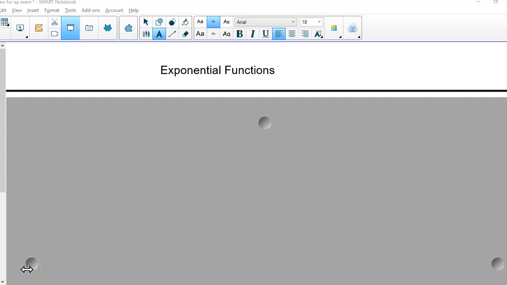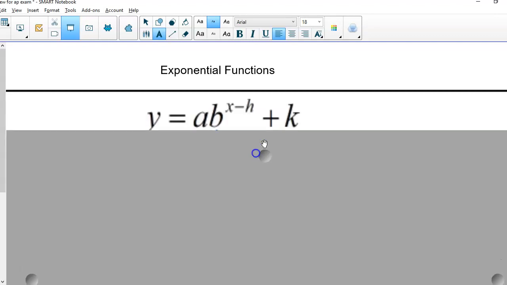Hi, Algebra 2 students. We are going to review exponential functions. Okay, so what is an exponential function? An exponential function is in this form: y is equal to a times b to the x minus h power plus k.